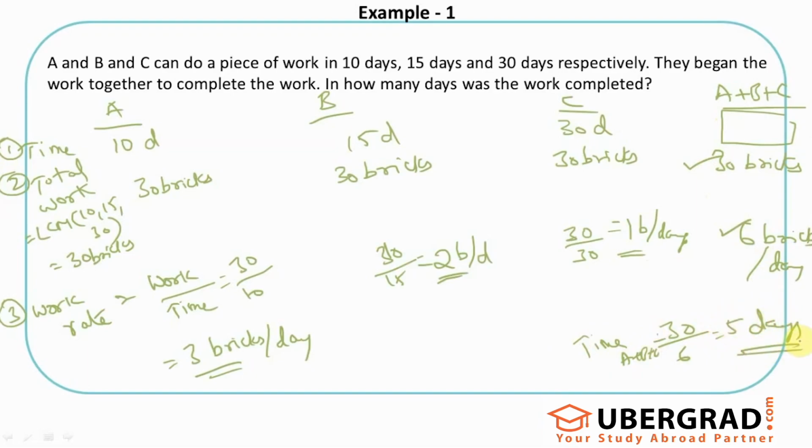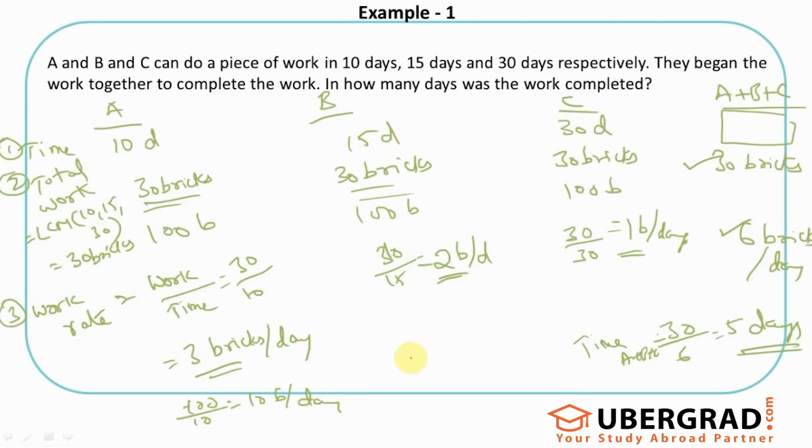Now, this is how you will solve this question in a very easy manner. If you look at this, I assumed the total work to be 30. Let's take 100 for an example: 100 bricks, 100 bricks and 100 bricks. If I take 100 bricks, what will be the work rate? 100 bricks put in 10 days will give me 10 bricks per day. That's the work rate of A.